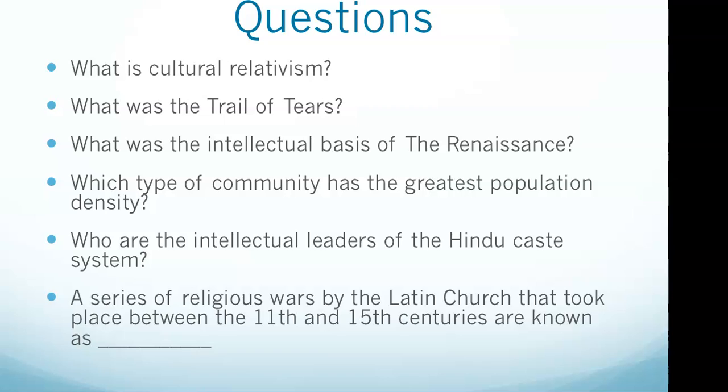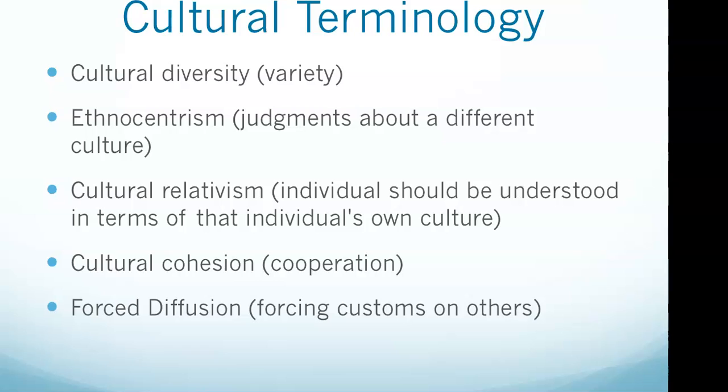Okay, so here are some questions that we're going to be talking about. Cultural relativism, you know what that is? The Trail of Tears, a little familiarity with the Renaissance, what type of community has the greatest population density, intellectual leaders of the Hindu caste system, and then finally a series of religious wars by the Latin Church between the 11th and 15th centuries. Okay, so that's a lot. Let's get going. Okay, so we start with cultural terminology.